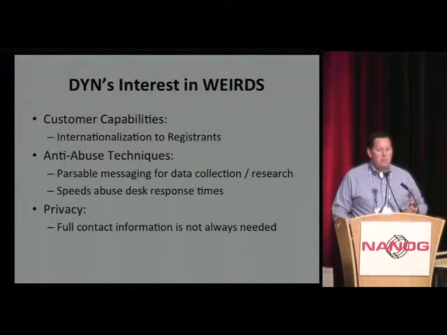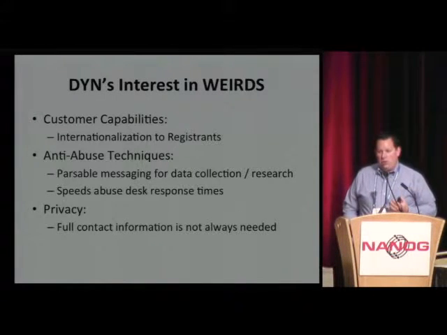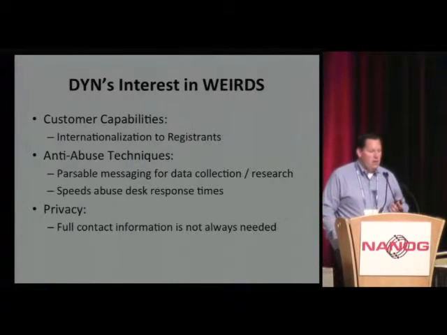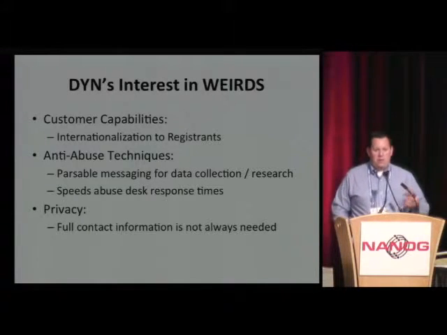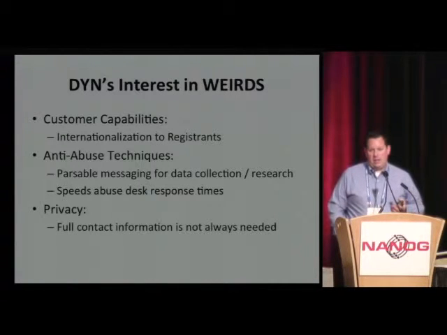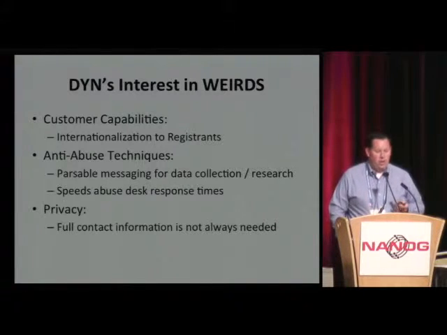From the anti-abuse perspective, we want to ensure that people doing data collection or research have a very easy, machine-parsable way to get this data. We think it will help speed our abuse desk response times. And even on the privacy front, remember how I was talking about different classes of service? WHOIS provides a framework so that if you query the service anonymously, maybe you don't get the full contact information because maybe you don't need it, whereas if you are an authenticated user, you can have the full contact information. Something we're certainly exploring, and that's probably a whole different talk.